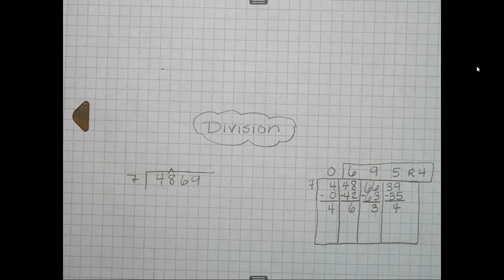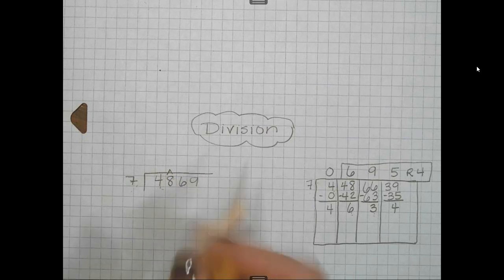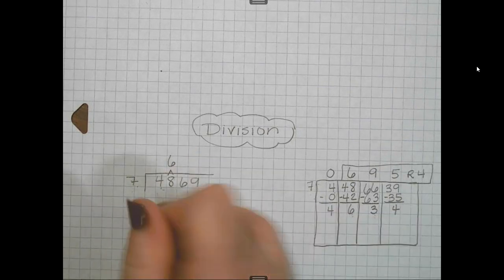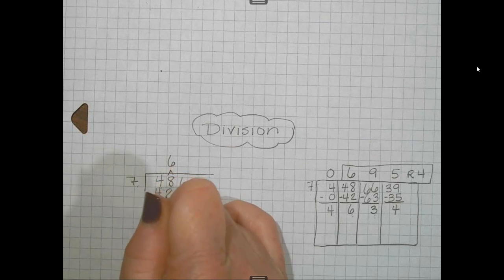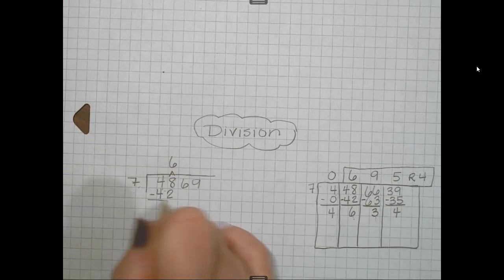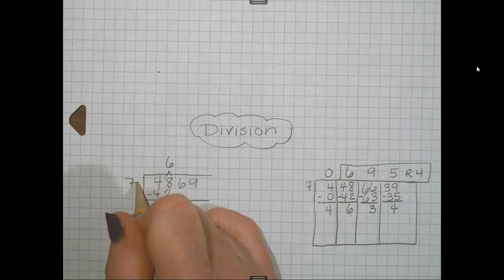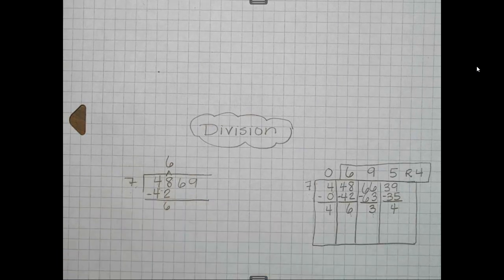So I put what I call a little caret here, and that lets me know that I'm starting right here by making 6 groups of 7 with 48. 6 groups of 7 is 42. And what I have left is 600s, because I have 48 hundreds. I made 6 groups of 7 and I used 42 of my hundreds.